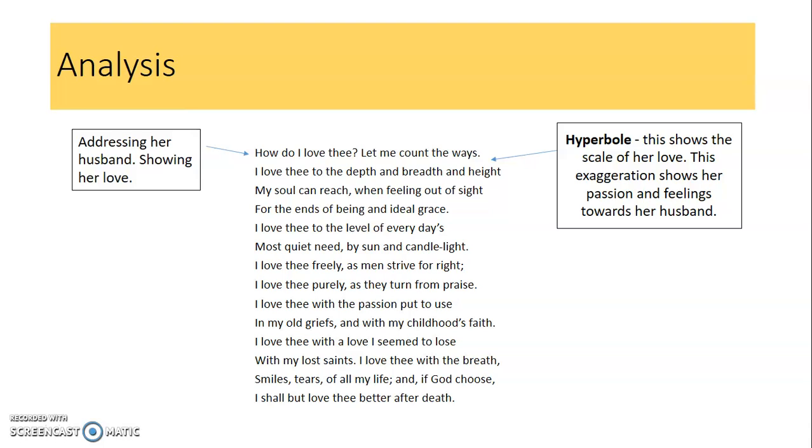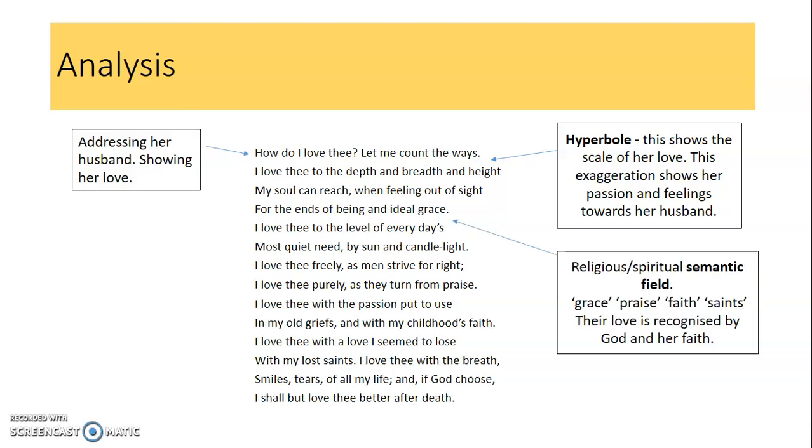I love thee to the level of every day's most quiet need, by sun and candle light. I love thee freely as men strive for right. I love thee purely as they turn from praise. So you can see here we've got a religious or spiritual use of a semantic field. The poet uses words such as grace, praise, faith, saints. All of these words link to the semantic field of religion. So she's reinforcing that their love is recognised by God and she has this strong faith.